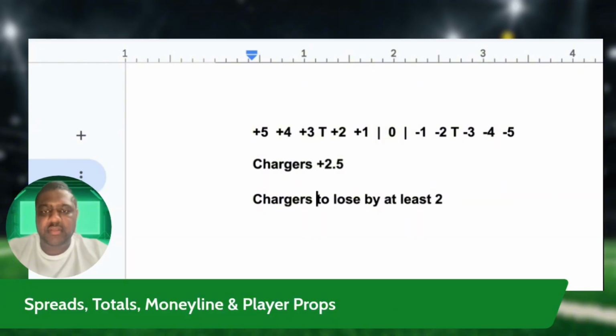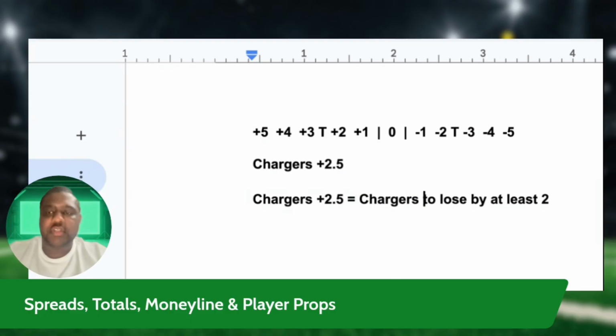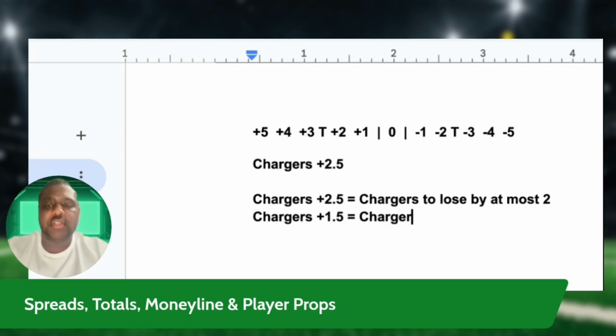Let me type it in for you. Equals Chargers to lose by at most... The verbiage change up actually, I'm sorry. Chargers to lose by at most 2. Chargers plus 1.5 equals Chargers to lose by at most 1 point.